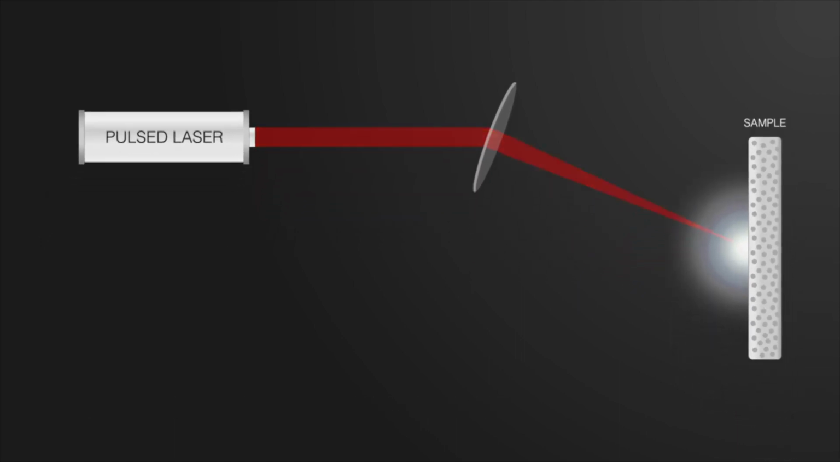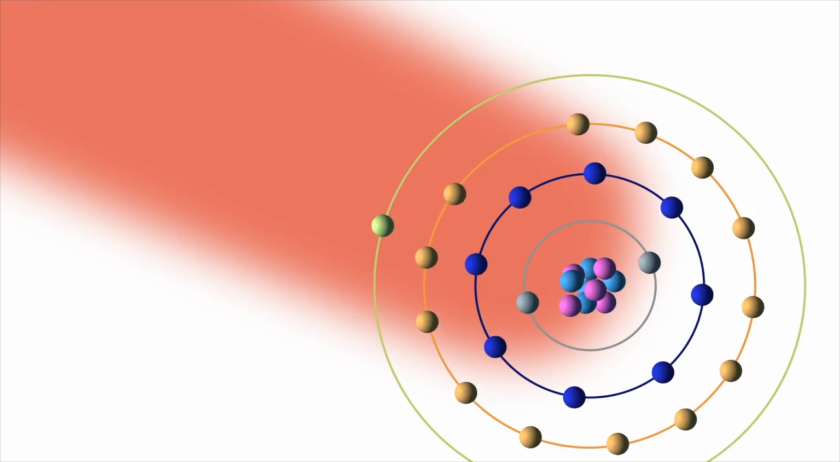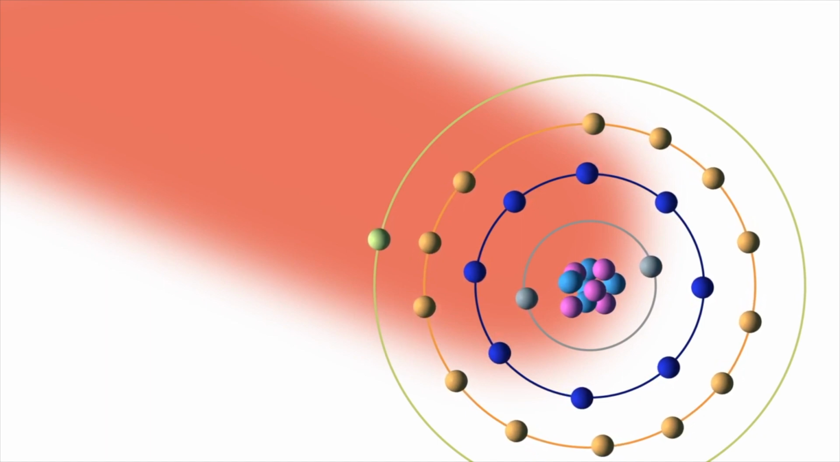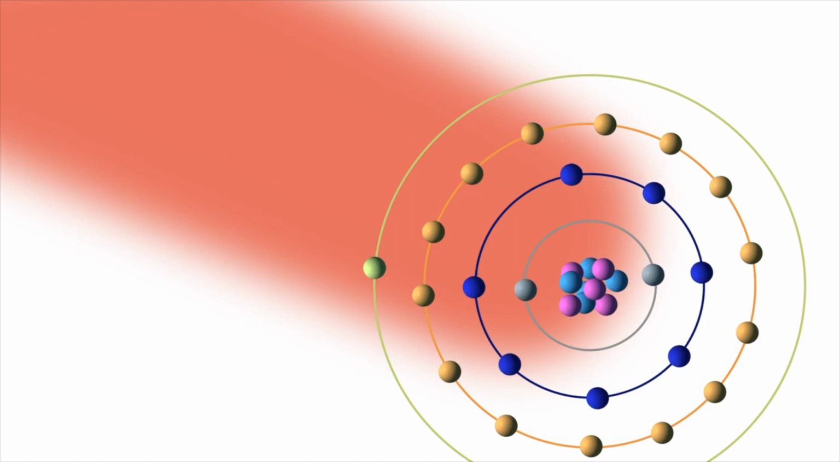In principle, LIBS can detect all elements regardless of its physical state, only limited by the power of the laser as well as the sensitivity of the detector. The laser ablates a very small amount of material in the range of nanograms to picograms, which generates a plasma of up to 30,000 degrees Kelvin, which causes the material to break down into excited ionic and atomic species.